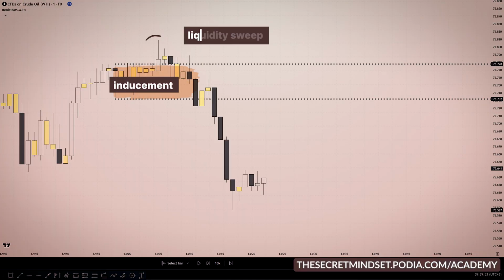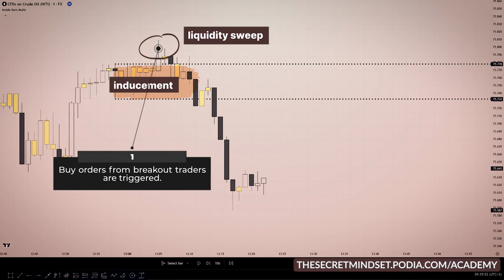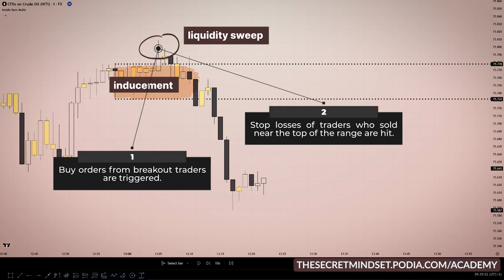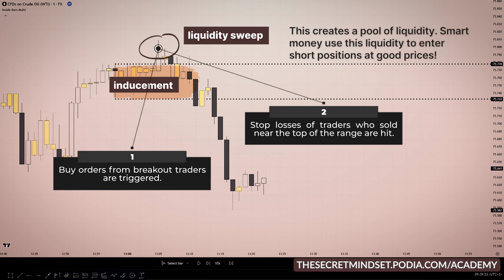This inducement is designed to do two things. First, it triggers buy orders from breakout traders. They see the price rise and think a big move up is starting. Second, it hits the stop losses of traders who sold near the top of the range. They thought price would go down, but now their stops are getting hit. All these actions create a pool of liquidity, and that's exactly what smart money wants. They use this liquidity to enter short positions at good prices.